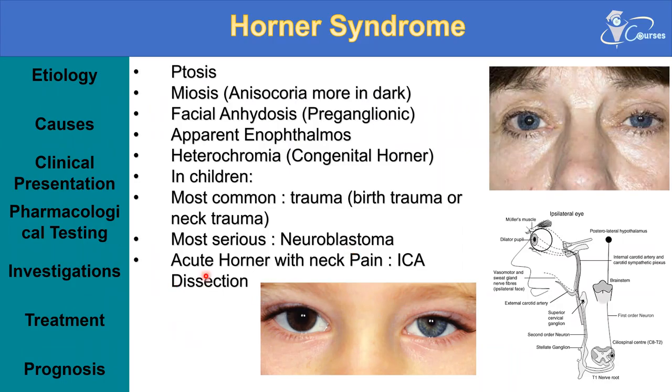If a patient has acute Horner syndrome with neck pain, this is a common scenario in the exams, always consider internal carotid artery dissection. Acute Horner with neck pain.